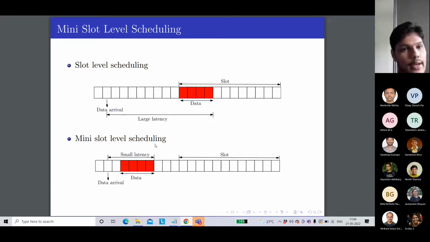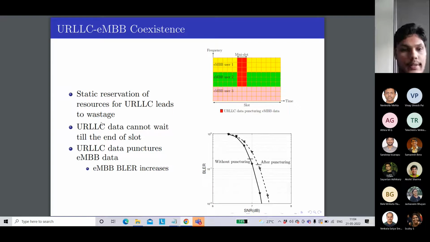Now let's see the URLLC eMBB scenario. What happens when you immediately transmit the URLLC data? First thing, the URLLC data is sporadic. Therefore, static reservation of resources for URLLC leads to wastage because you don't know when the URLLC data arrives. So you cannot reserve resources beforehand only for the URLLC data. And we saw the latency requirement for URLLC data is critical. Therefore, it cannot wait till the end of the ongoing slot. Therefore, the URLLC data punctures eMBB data.